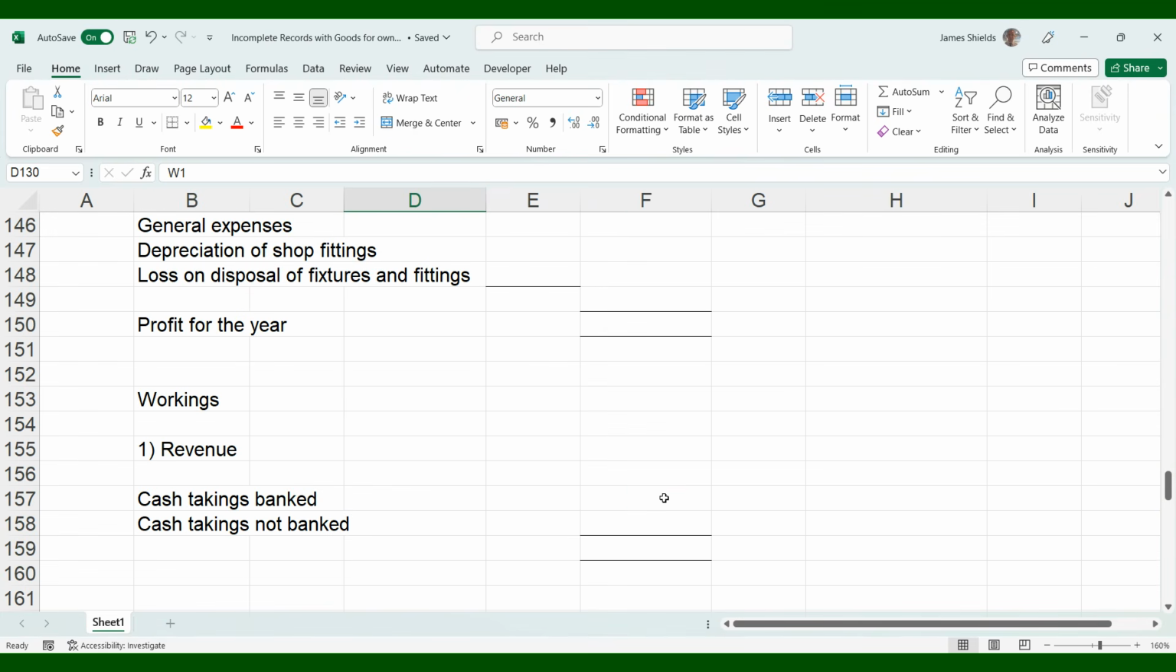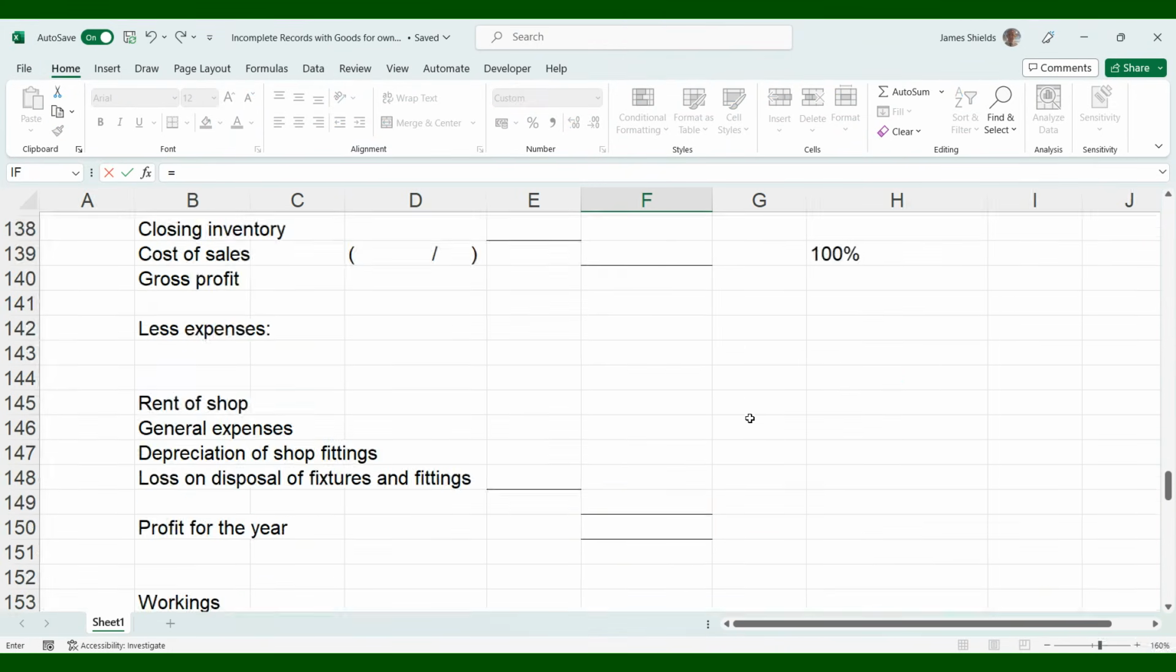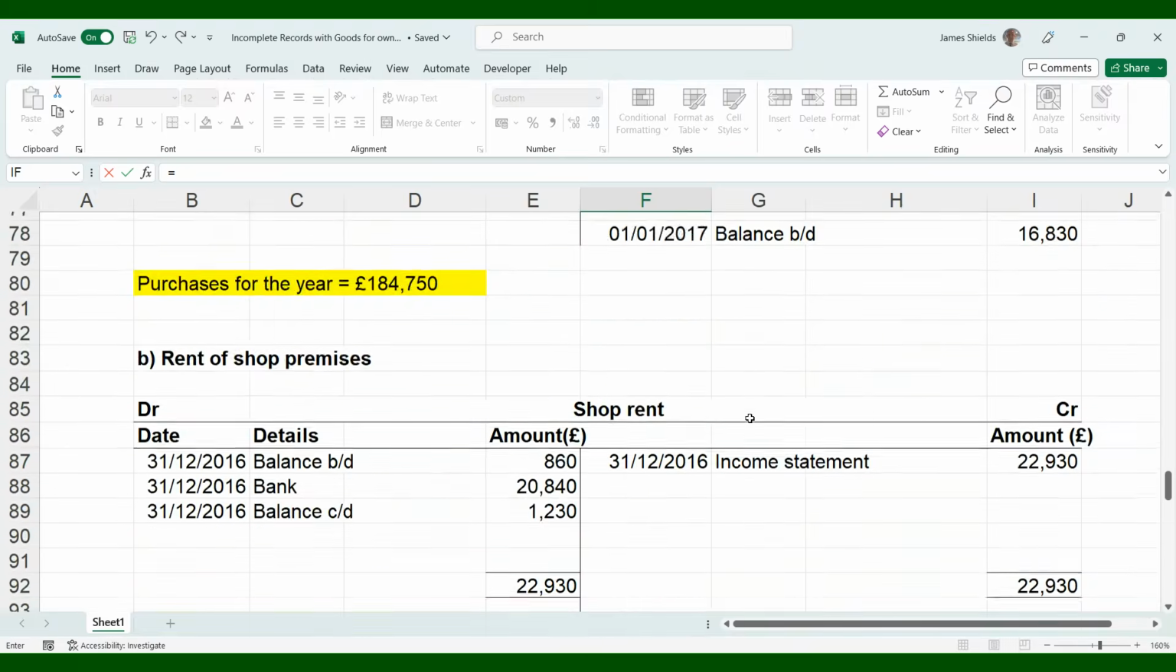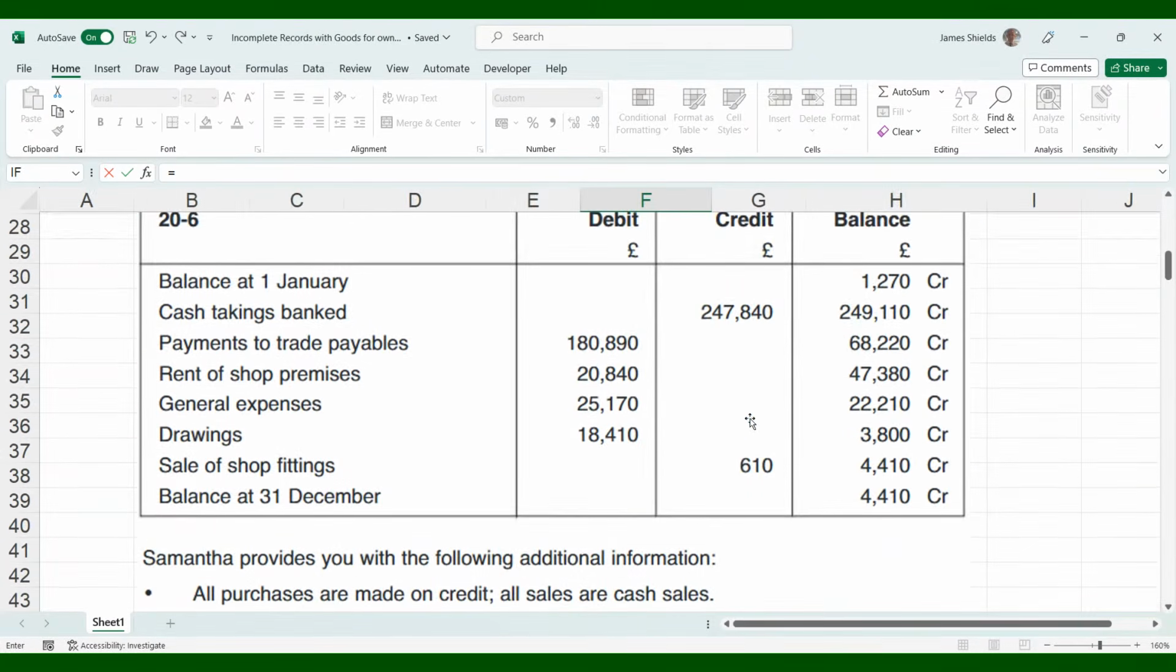Now the revenue consists of two things. It's the cash takings banked. So you'll find them on the bank statement. So back to the bank statement. And I've got £247,840.